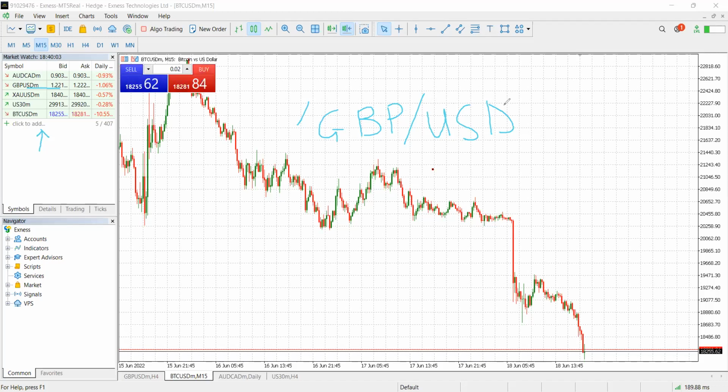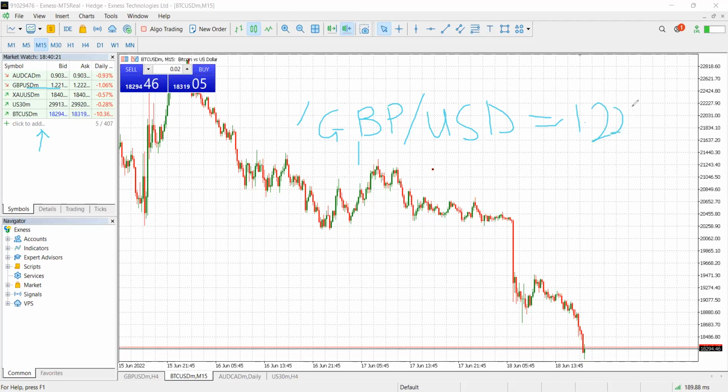Basically what this means is that for you to get £1 British pound, let's say the price of this currency pair is 1.221. All that we are saying is that for you to get £1 British pound, you will need 1.22 USD. That is why the currencies are paired together, so that you can trade the differences in price.